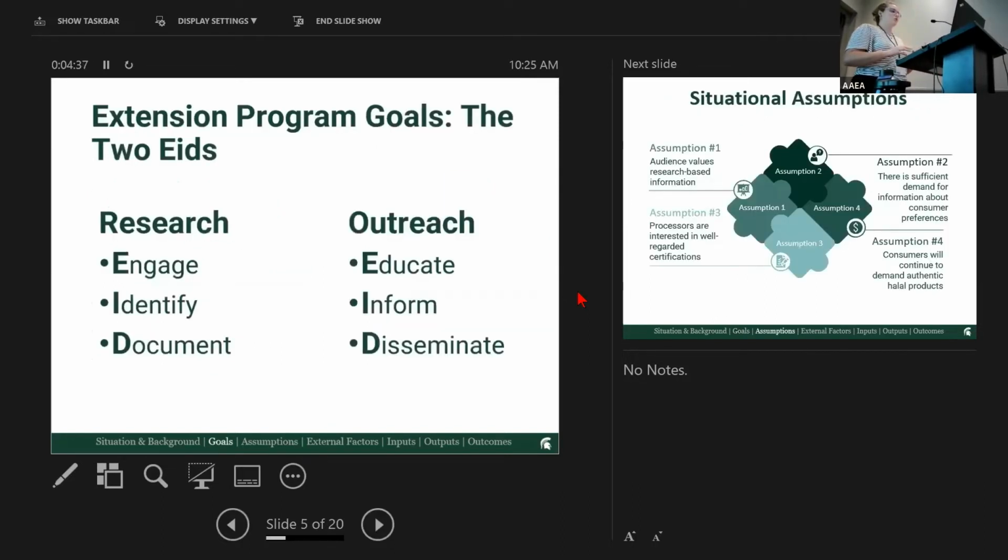My extension program goals fall into 2 major categories. I've called them the 2 Eids. If you know anything about Islam, there are 2 religious holidays in it called Eid that involve the religious sacrifice of an animal. So I thought it was kind of appropriate to include them as an acronym.